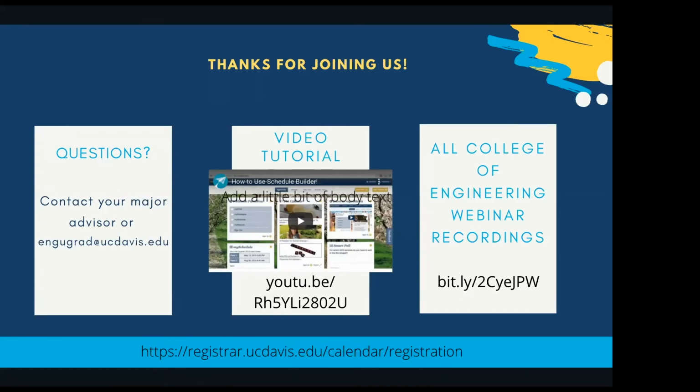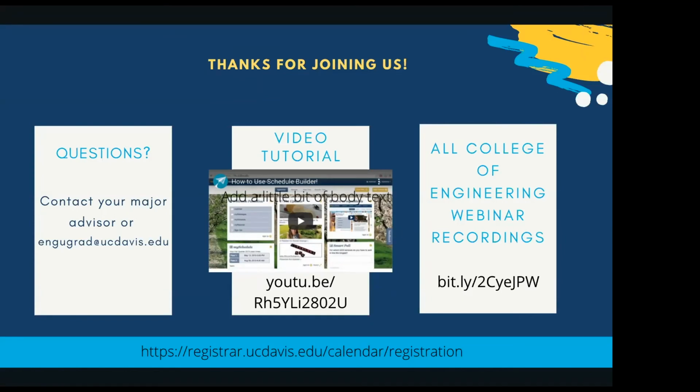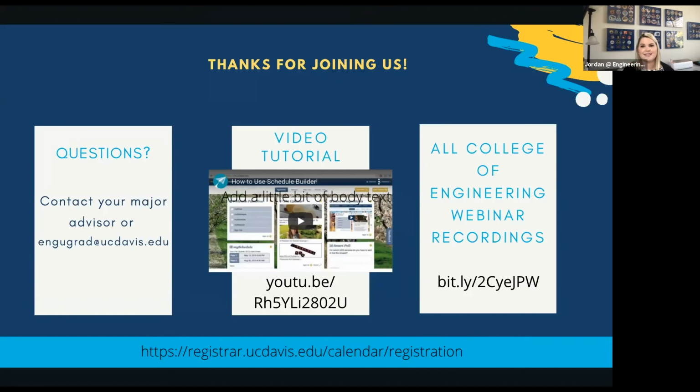Next question we have is, are there enough seats for all engineering students in courses like Math 21B or ECS 36A? I'm so sorry, can you repeat the question? Are there enough seats for all engineering students in courses like Math 21B or ECS 36A? That question includes very popular classes.